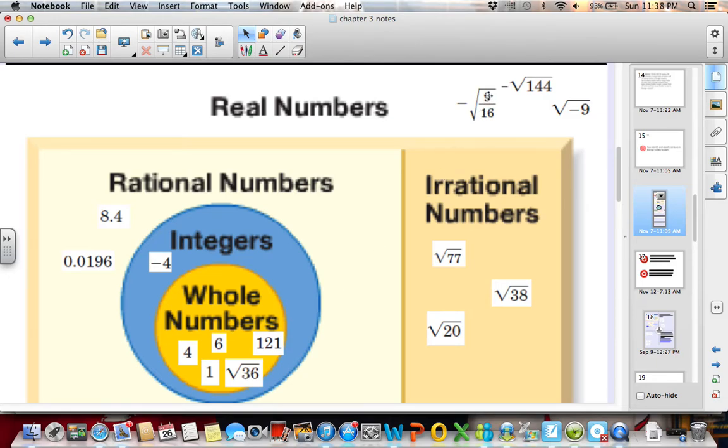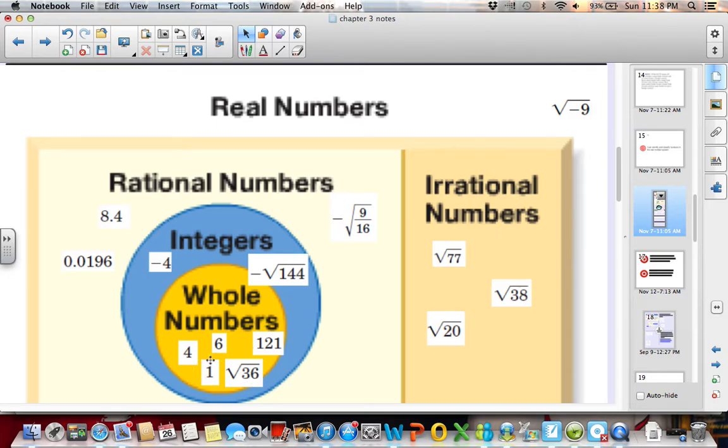Negative square root of 9/16. So the square root of 9 is 3. Square root of 16 is 4. So we would have 3/4 and make it negative, so negative 3/4. It would go into our rational numbers because it's not a whole number, it's not an integer, but it is a rational number. Square root of 144 is 12. Take the negative, so it would be negative 12. So we would put that in our integers category.